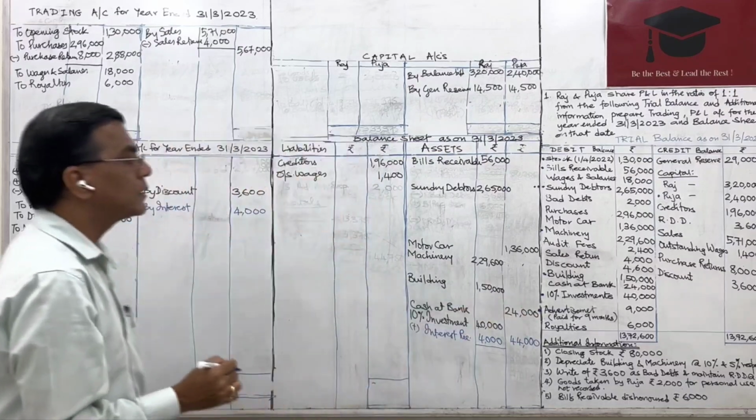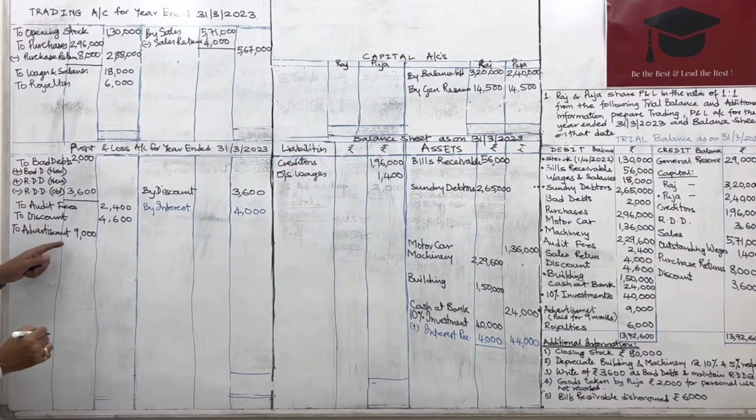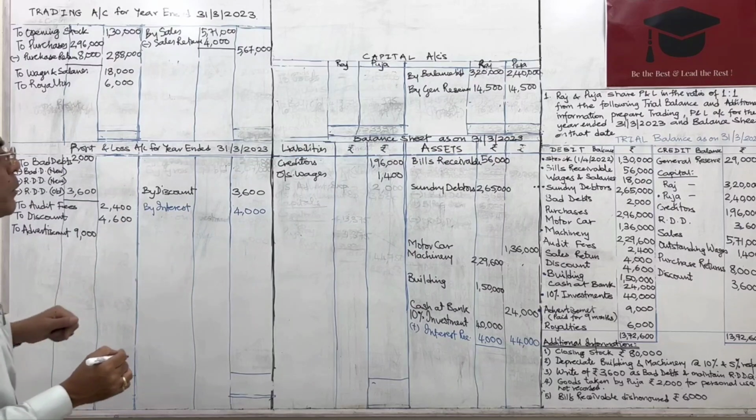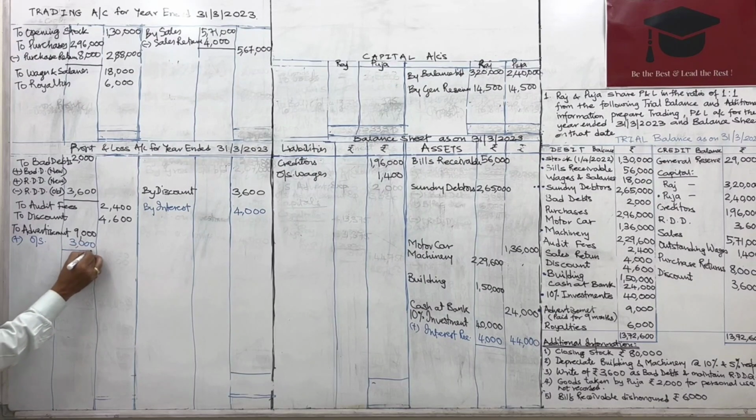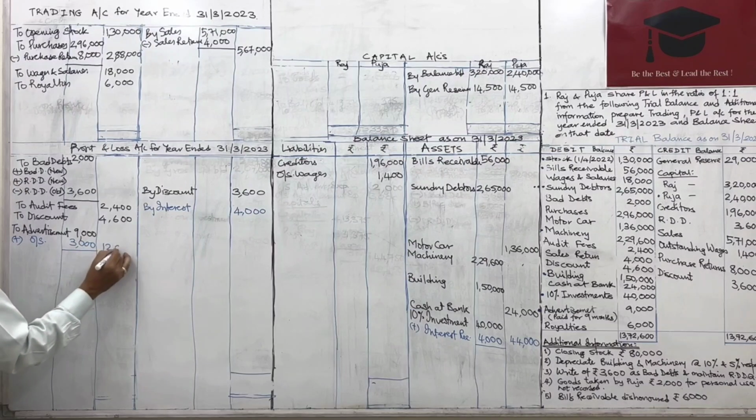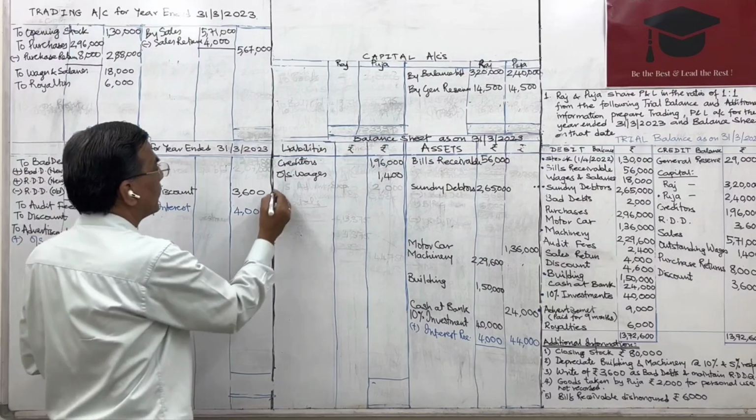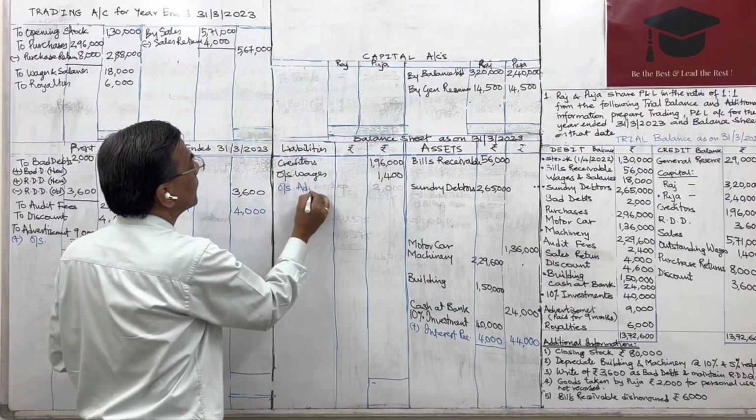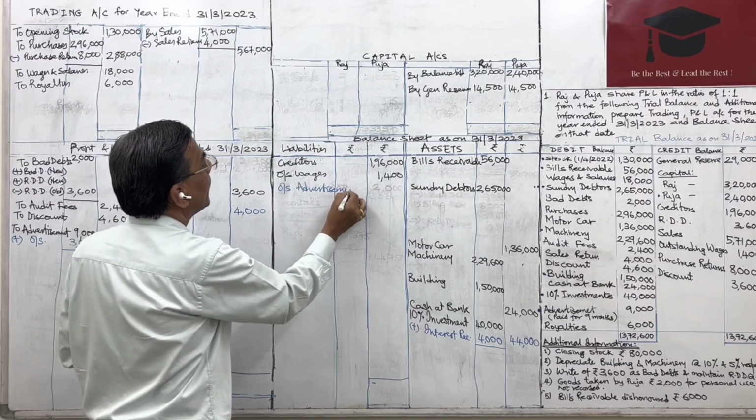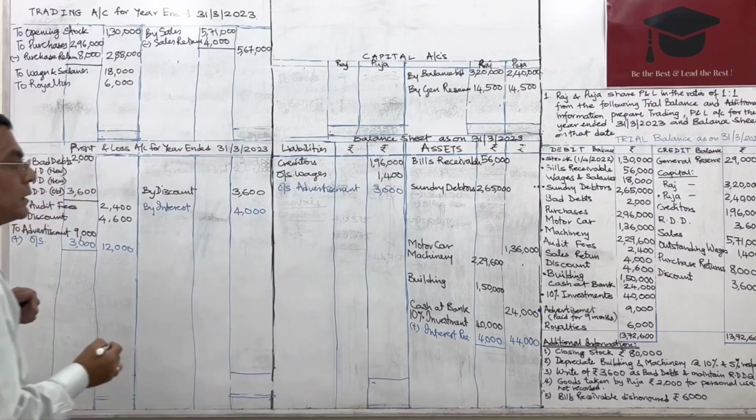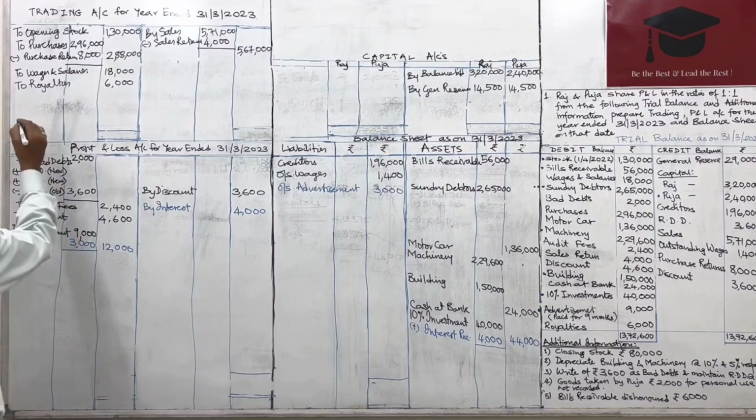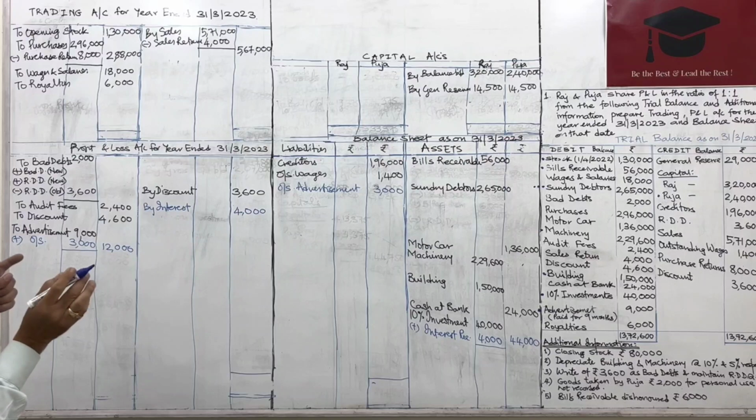The next is advertisements paid for 9 months. So for 9 months, the advertisement paid is 9,000. Therefore, for 3 months, it will be outstanding, 3,000. Outer column 12. Second effect of this, outstanding advertisement, the amount 3,000. Then you are having royalties, that is 6,000 entered. So I have taken care of 10% investments and advertisement.